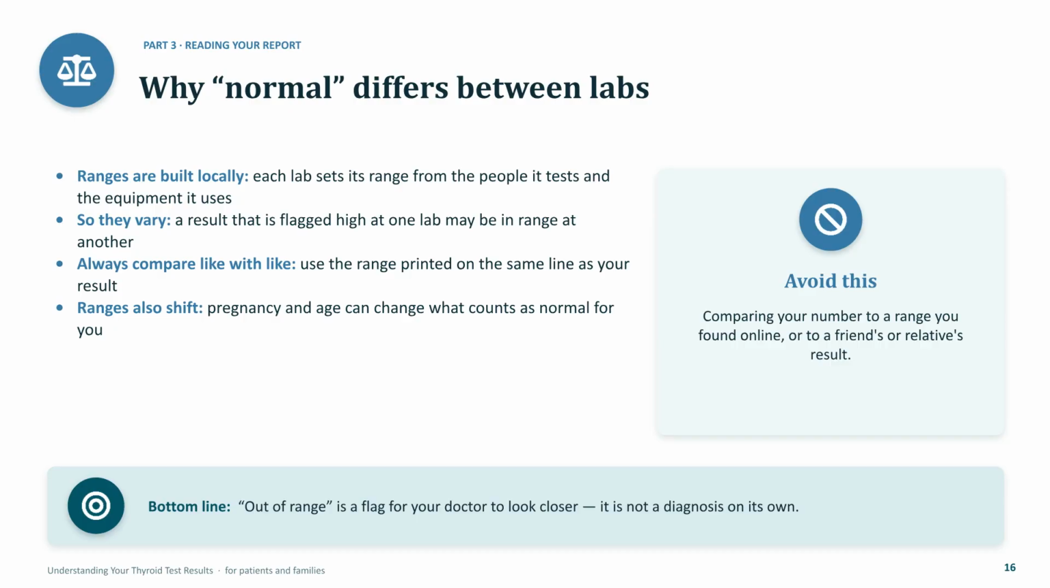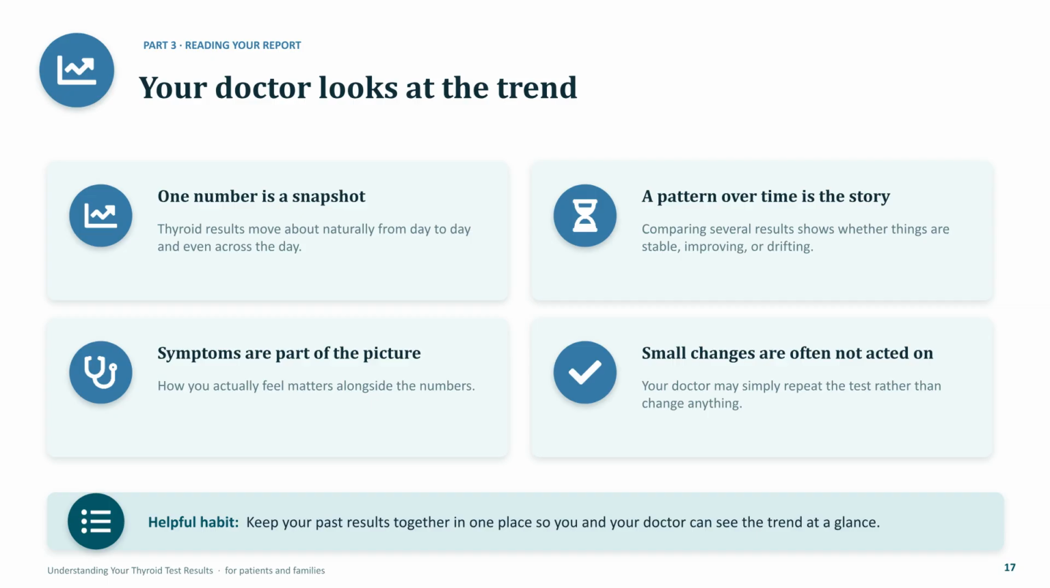Because of this, a result flagged as high at one lab might be considered in range at another. Always use the reference range provided on your specific report to interpret your results. Your doctor interprets your results by looking at the trend over time rather than just a single snapshot. Thyroid hormone levels can fluctuate naturally, so tracking several results helps determine if your condition is stable, improving, or drifting. Keeping your past results in one place is a helpful habit for these discussions.